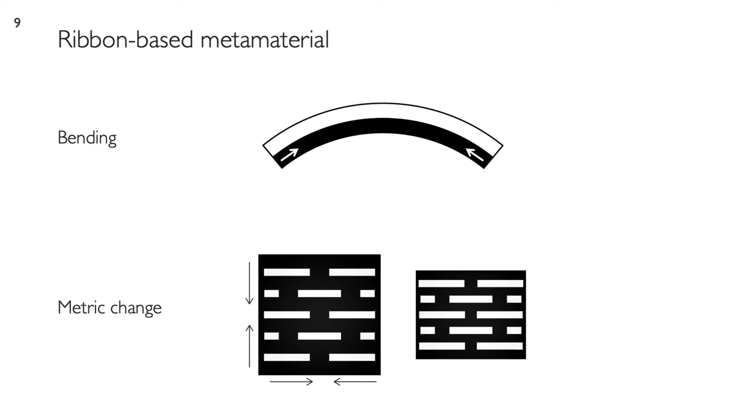To sum up, in this work, we generate a pattern of parallel ribbons, which allows us to control both bending through the bilayer effect and metric distortion by controlling the amount of space in between each ribbon, both along and across the ribbons.